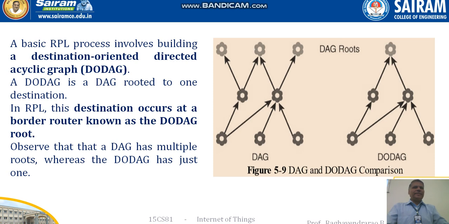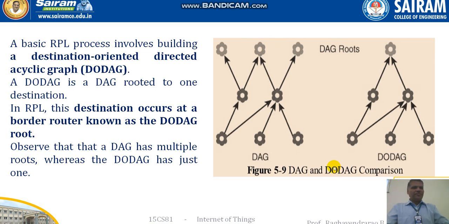What is the difference then? In the DAG we have more than one destination. Now you see from here to here is one destination, from here to here a second destination, and from here to here a third destination. The source may also be different, but the destinations in a DAG are more than one.